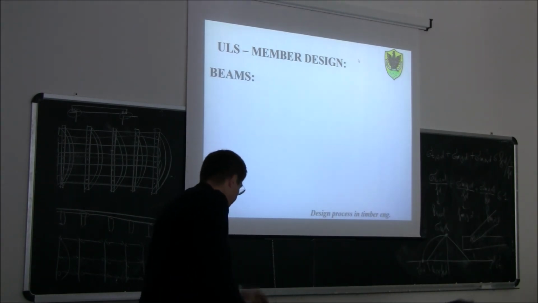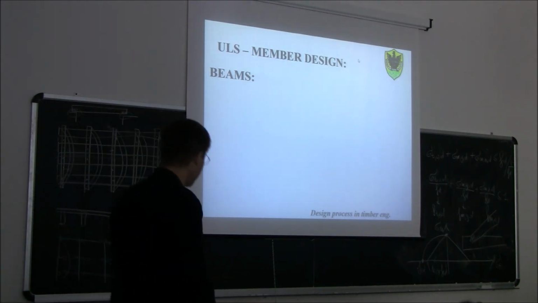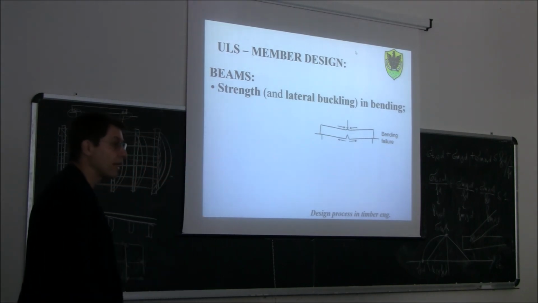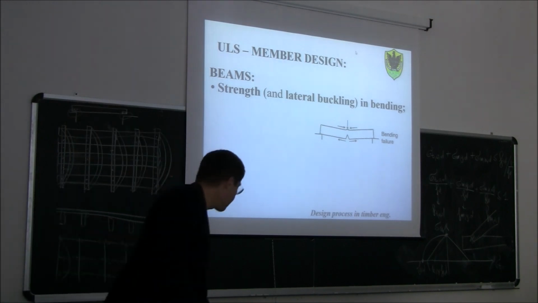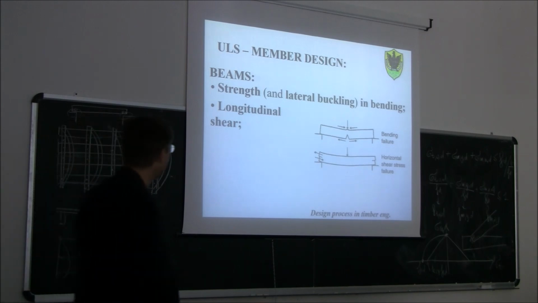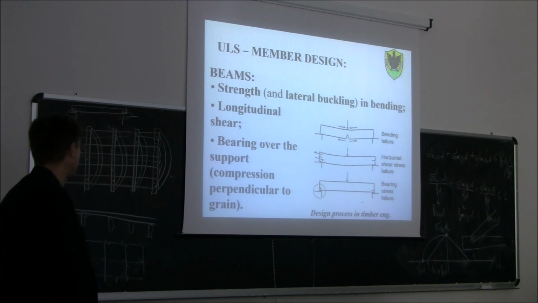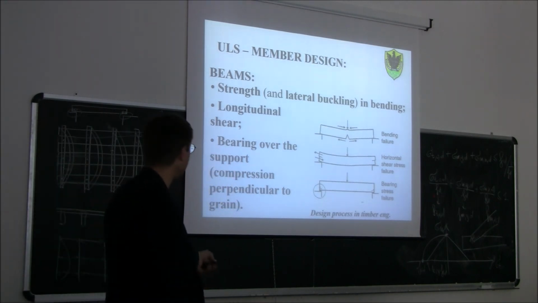So, in the end, just to close this lecture about ultimate limit state member design. If we have a beam, what kind of ultimate limit states do we need to check? For sure, we need to check strength and lateral buckling, bending. Then we need to check longitudinal shear at the support. And then we need to check bearing over the support, compression perpendicular to the grain. So if you want, this is the new thing that we need to do for timber beams.